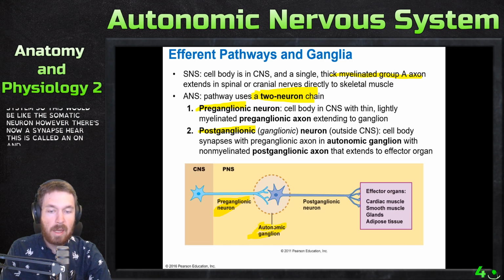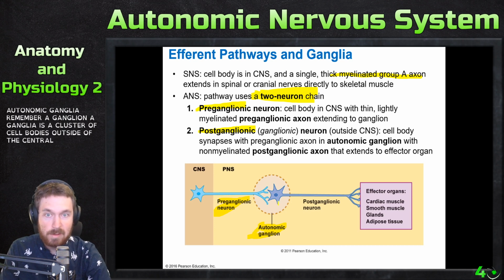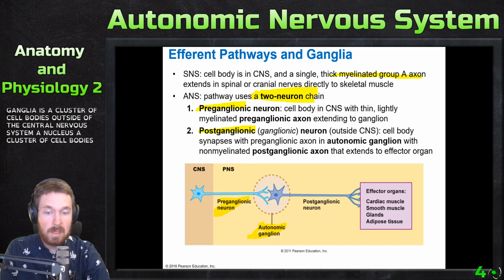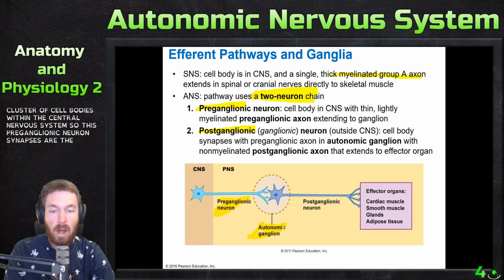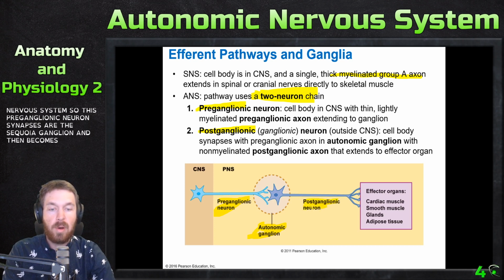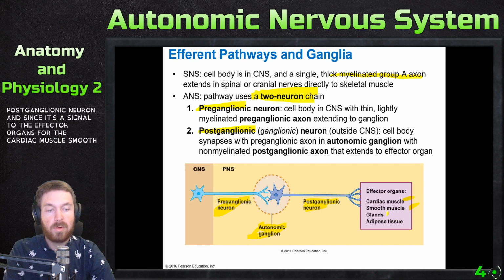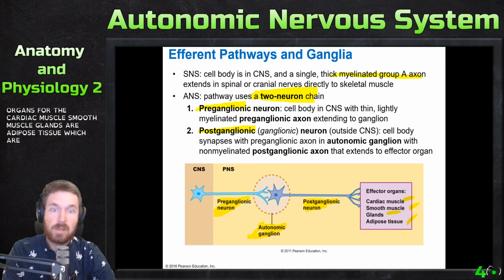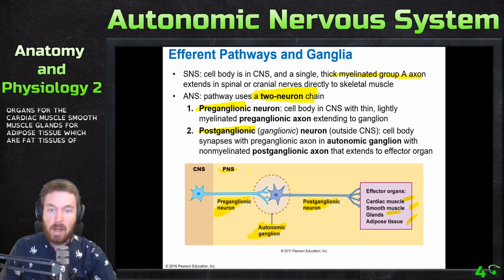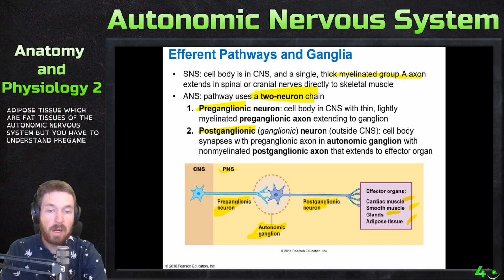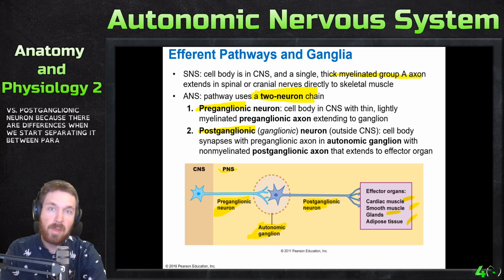This is called an autonomic ganglia. Remember, a ganglia is a cluster of cell bodies outside of the central nervous system. A nuclei is a cluster of cell bodies within the central nervous system. So this preganglionic neuron synapses here. This is called an autonomic ganglion, and then becomes the postganglionic neuron and sends its signal to the effector organs. Could be cardiac muscle, smooth muscle, glands, or adipose tissue, which are fat tissues. So that's just the general features of the autonomic nervous system, but you have to understand preganglionic neuron versus postganglionic neuron, because there are differences when we start separating it between parasympathetic versus sympathetic.